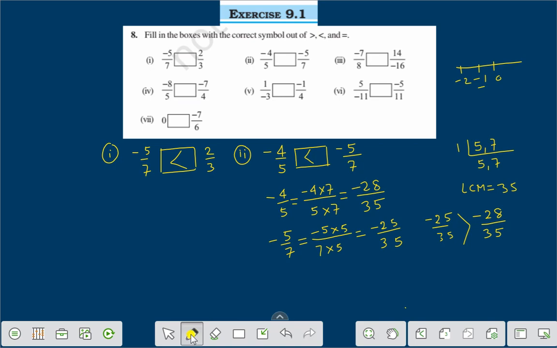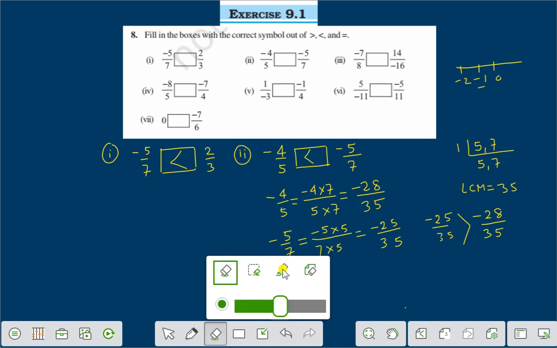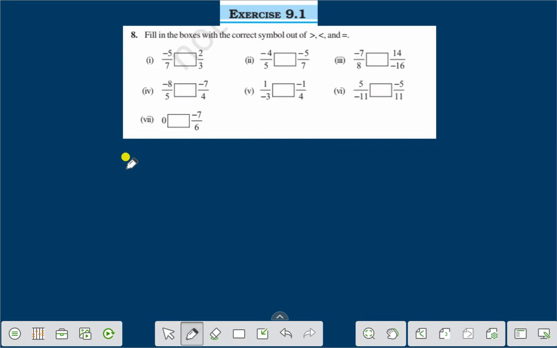Now we solve question number 3. Question number 3 is minus 7 by 8 and 14 by minus 16, right? Now, first of all, we will make the denominators same, that is, we have to find the LCM of 8 and 16.